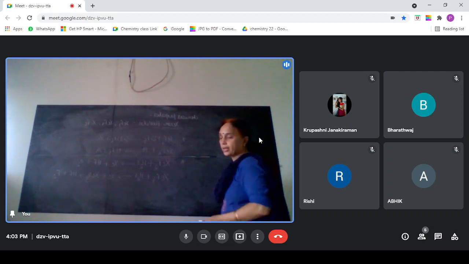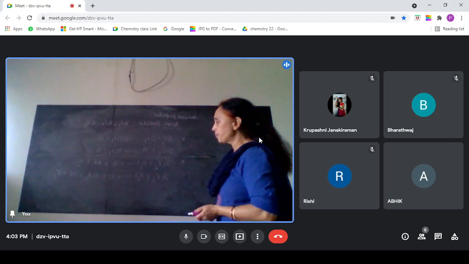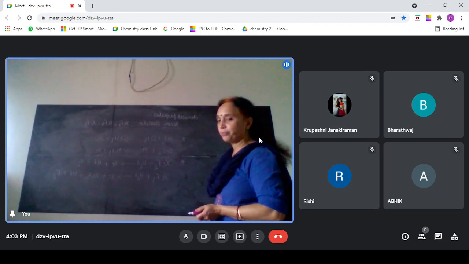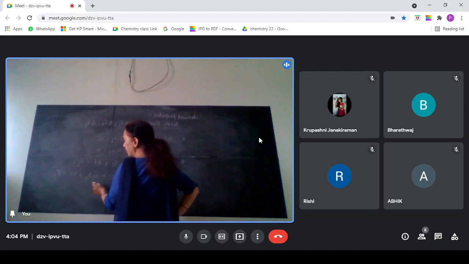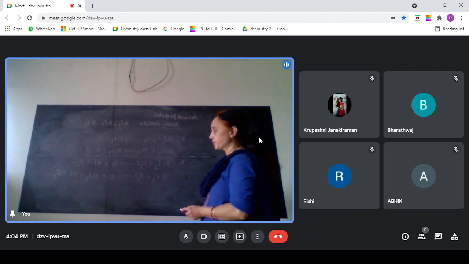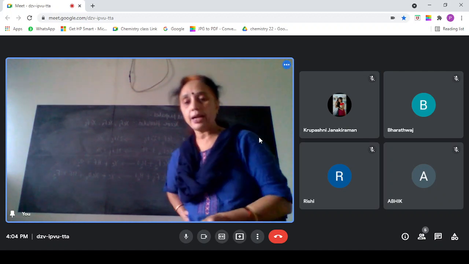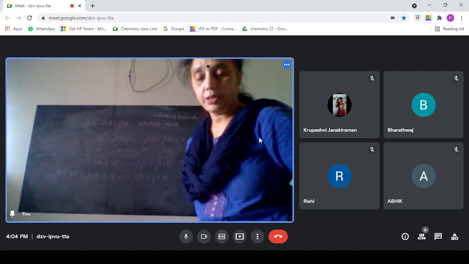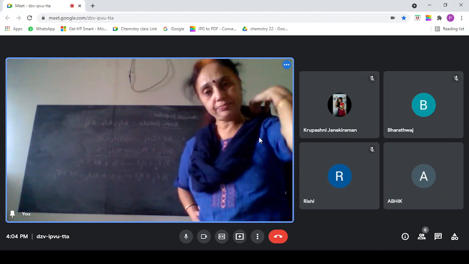Write down XeF4 plus H2O giving XeO3 plus HF plus F2. This reaction is important because you are learning the preparation of xenon trioxide, oxide of xenon. Write both the reactions and balance them. If you can't see, tell me, I will read it out again.